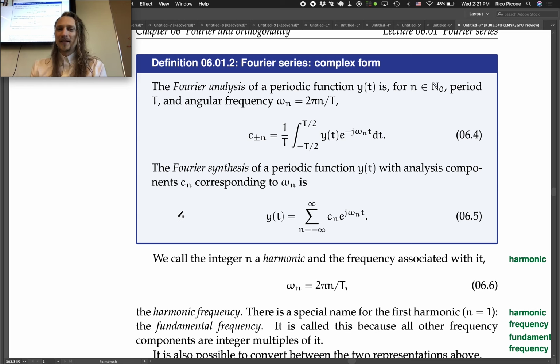The Fourier synthesis of a periodic function y with analysis components Cn corresponding to omega n is given by the sum. So you analyzed it into these components, and then we're going to sum it back up to get the original signal again. I'm not proving that you get back the signal. There are all these conditions for getting back the original signal, but if you have a periodic function, you can get an exact replication if you take the infinite sum.